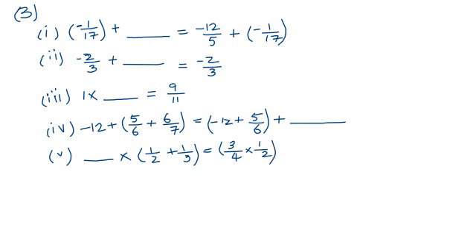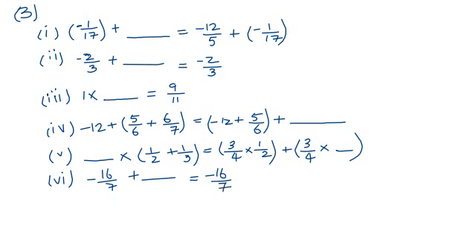Now we'll write the answers, you can see easily with red ink. The next one: minus 12 by 5 is the answer, right? Next, this answer is 0, and this is 9 by 11. And in the next equation, 12 is there, 5 by 6 is there, and the missing one is 6 by 7. That's why 6 by 7 is the answer. And here, you can see that 3 by 4 is missing.